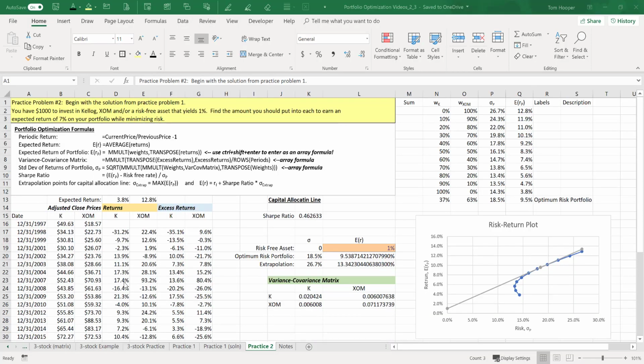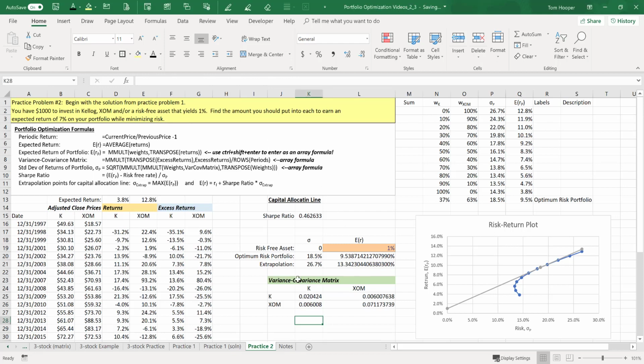Let's try another practice problem. In this problem, we're going to begin with the solution from the previous one. And now we have $1,000 to invest in the two stocks and/or a risk-free asset that yields 1%. We want to find the amount that we should put into each of those three assets to get an expected return of 7% on the entire portfolio, while of course minimizing risk.